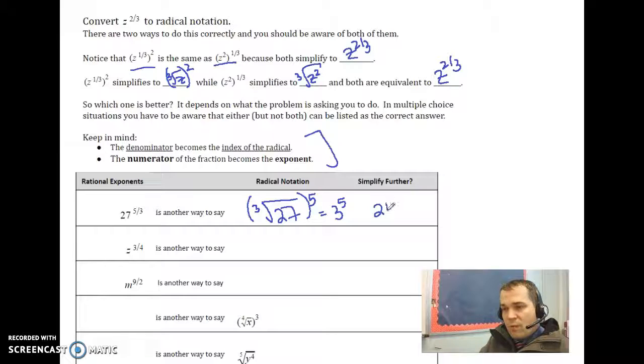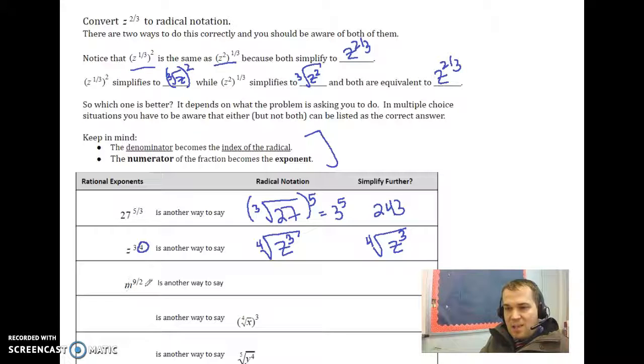3 times 3 is 243. On a problem like this, where I have z to the 3/4 power, the denominator is 4, so the index of my radical will be 4. And it's z cubed. Usually when it's just letters like this, you're going to want to keep that exponent on the inside. That's typically how you'll see that done. If I wanted to go further, I might ask myself, I've got 4 slots to fill in and 3 z's to go among those 4 slots. It doesn't go down any further than that. So this is my final answer here.